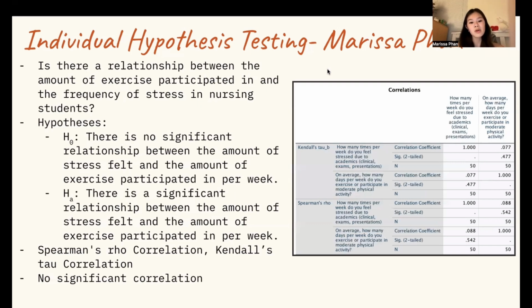To sum, both the results from the Spearman's Rho and Kendall's Tau indicate to accept the null hypothesis and that there is no significant correlation between the amount of stress felt in nursing students and the amount of exercise participated in.